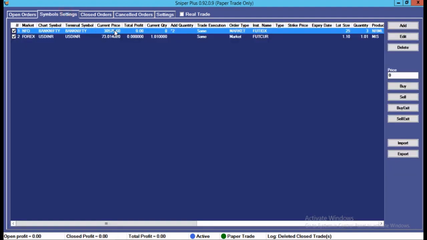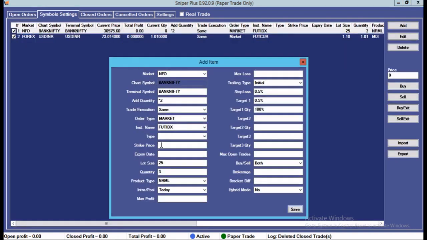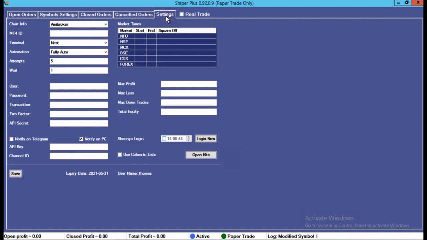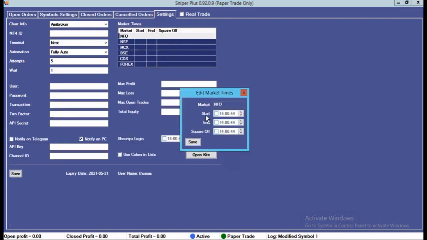Let's clear it and come to symbol settings, and here I am going to explain about intraday or position. That is today and carryover. Today means intraday. Imagine we have a feature like the NFO, that is Bank Nifty. There are options like start, end and square off time. Starting time is like from 10 o'clock only we are starting the trade. That is on the basis of the system time, not the chart time. Here it is taking the time on the basis of system.